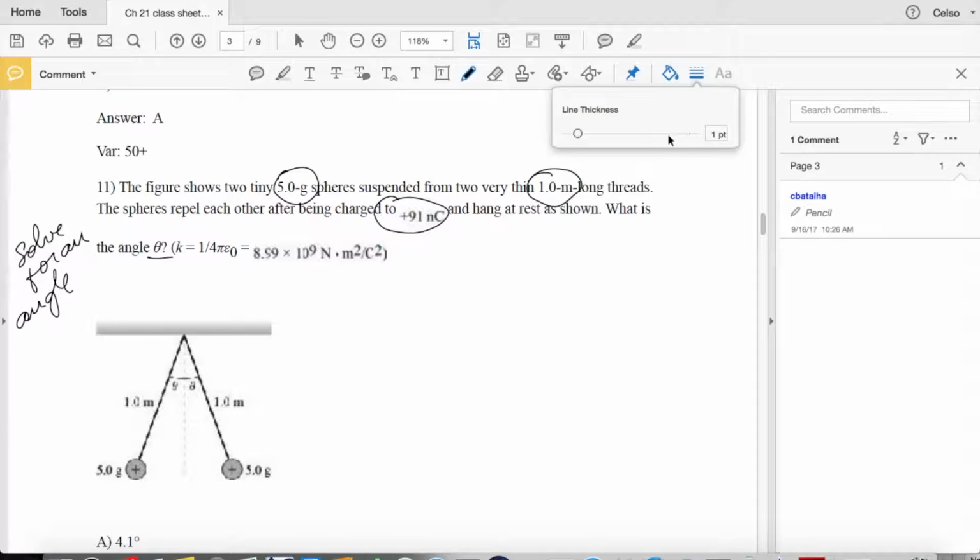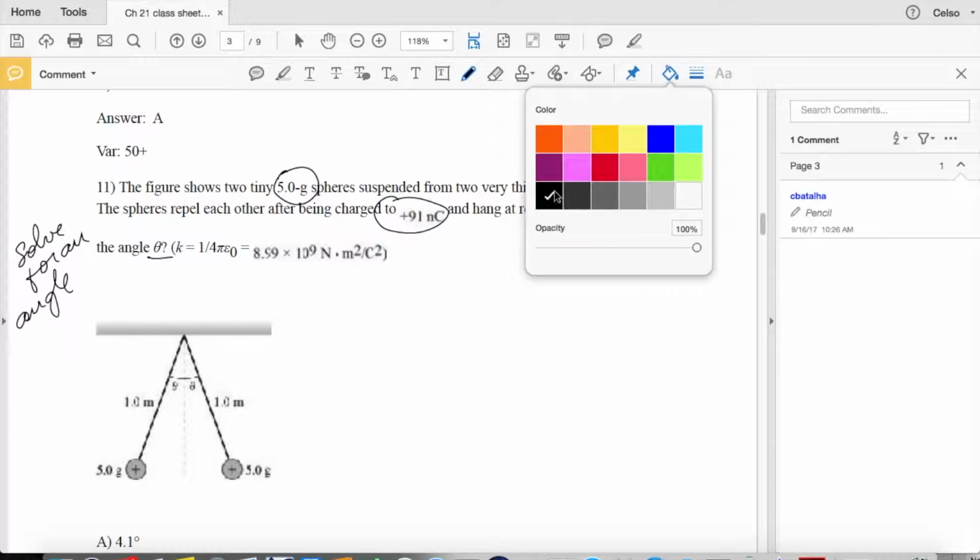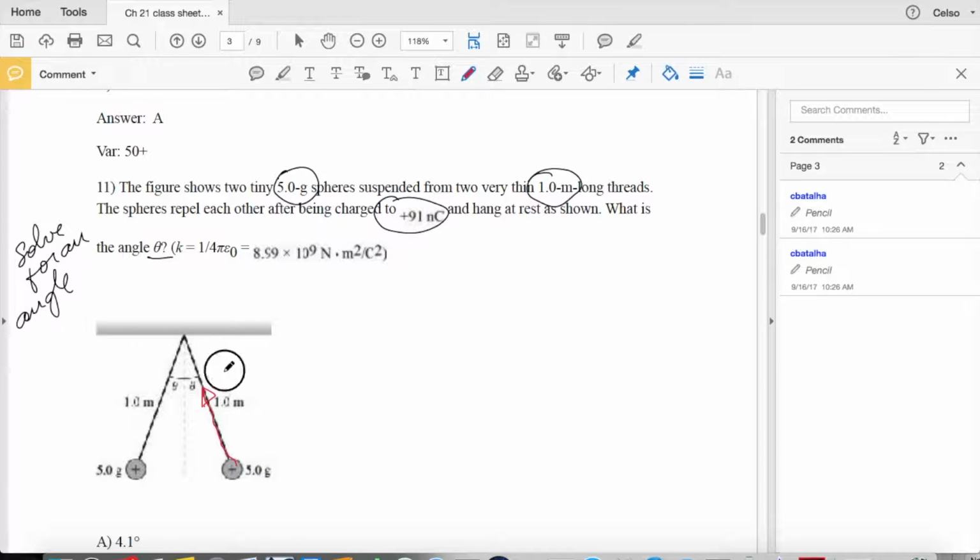So let's do a free body diagram. The forces acting on one of these spheres: there is tension, there is a gravity force as well, and since they are of equal charge, there is a repulsive force, FQ, the Coulomb force.